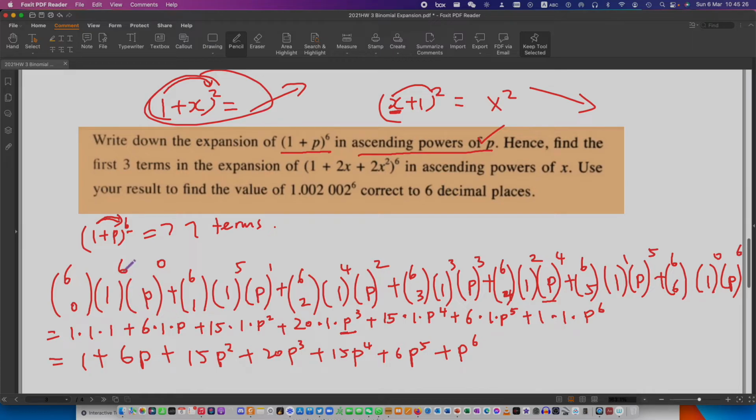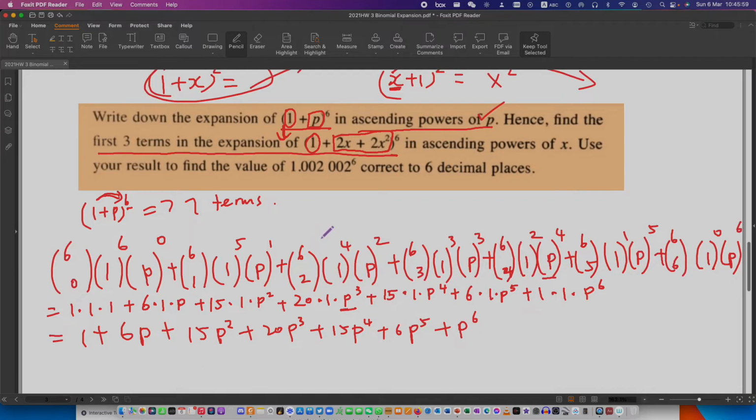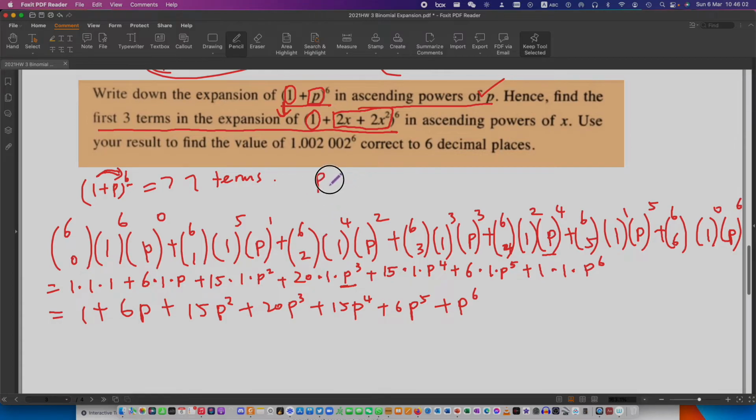What is going to happen for this more complicated question? So hence find the first 3 terms of this expression. So how are these two related? They are related in the sense that, can you see that your 1 is here, and then your p is this. So if they want the first three terms, meaning the first three, the p will be replaced by 2x plus 2x squared.